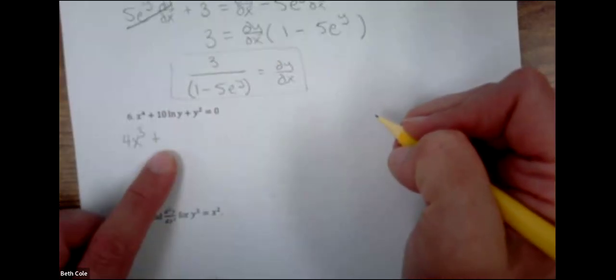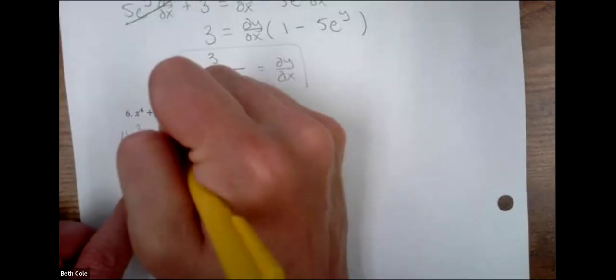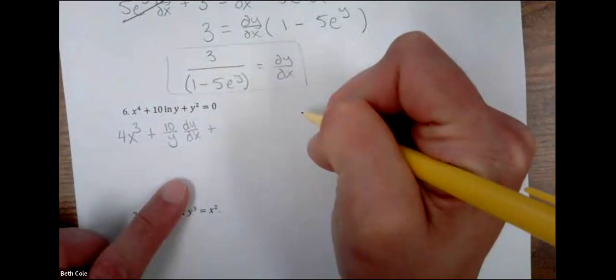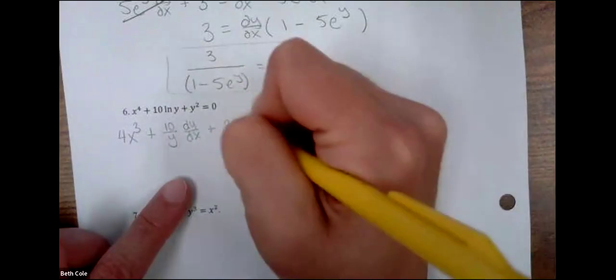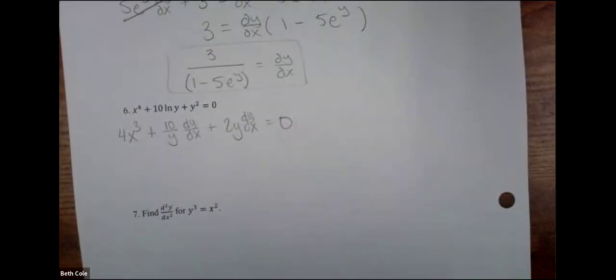4x cubed plus. This would be 10 times 1 over y. Are you guys comfortable with me just writing 10 over y? The 10 is sort of just there. The derivative is 1 over y, but the 10 is just kind of there. And then we have to chain on dy dx. Perfect. Plus 2y dy dx equals 0.